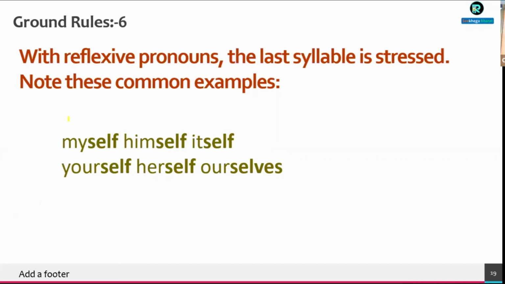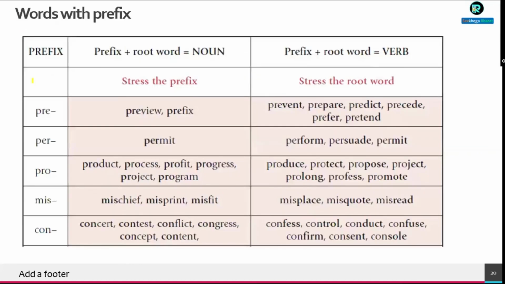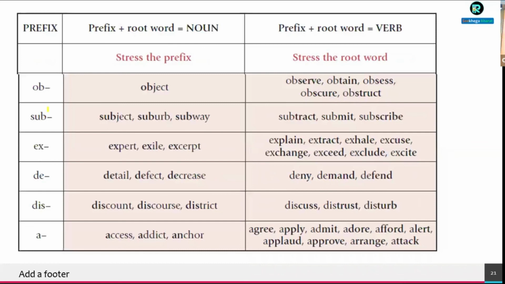Okay. So, when we talk about reflexive pronouns, the last syllable is stressed. Always: myself, himself, itself, yourself, herself, ourselves. Remember, we don't stress the first syllable, we stress the last. Right. So these were okay. This I think we'll do tomorrow. This is I think a review of all these things. Wonderful.